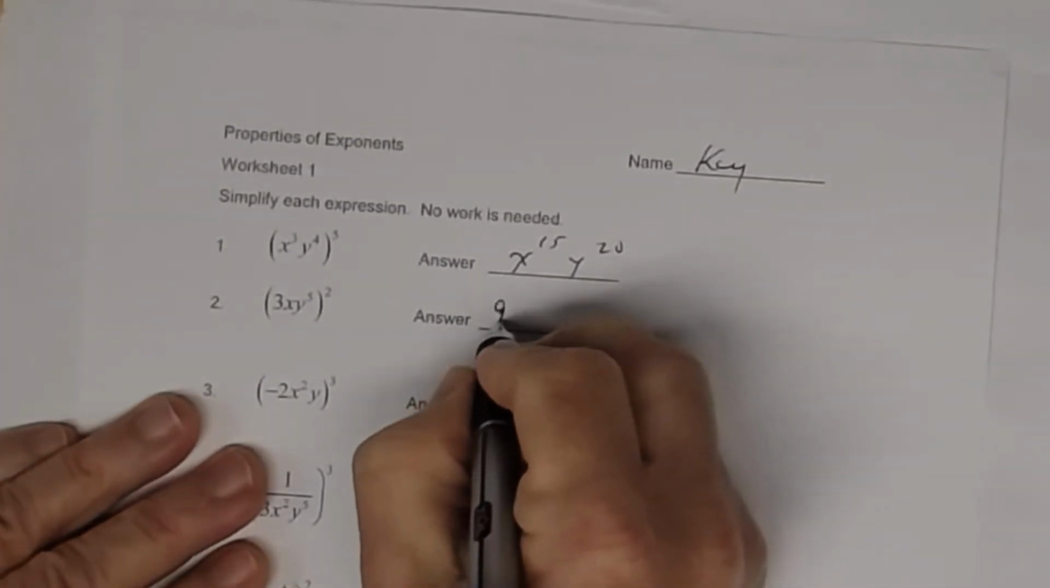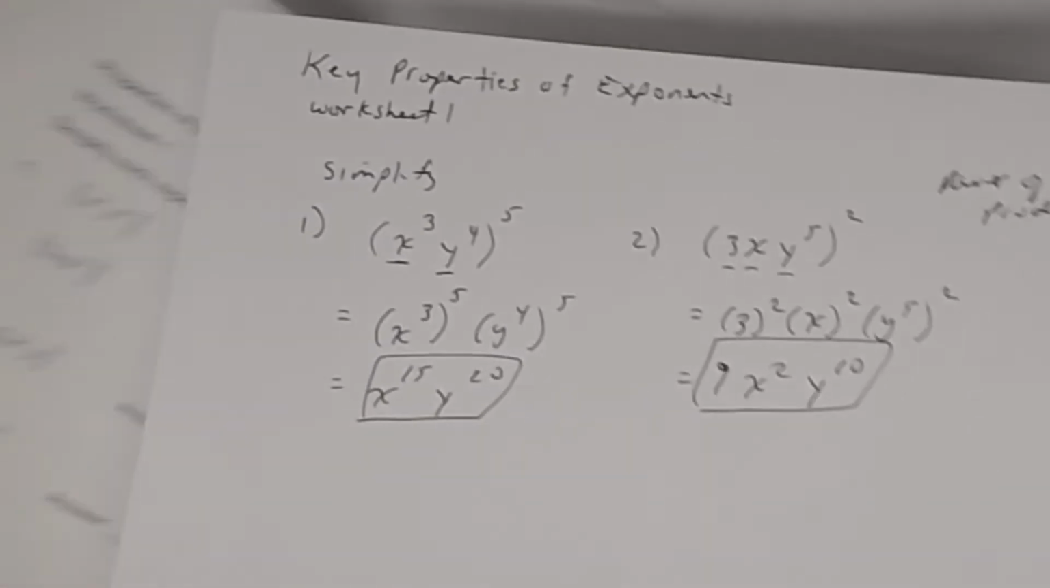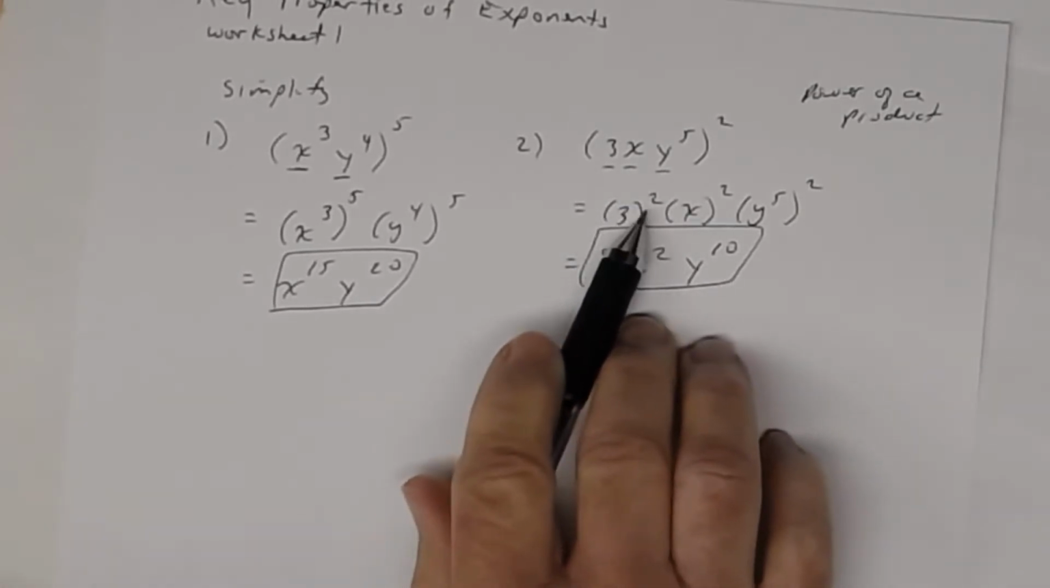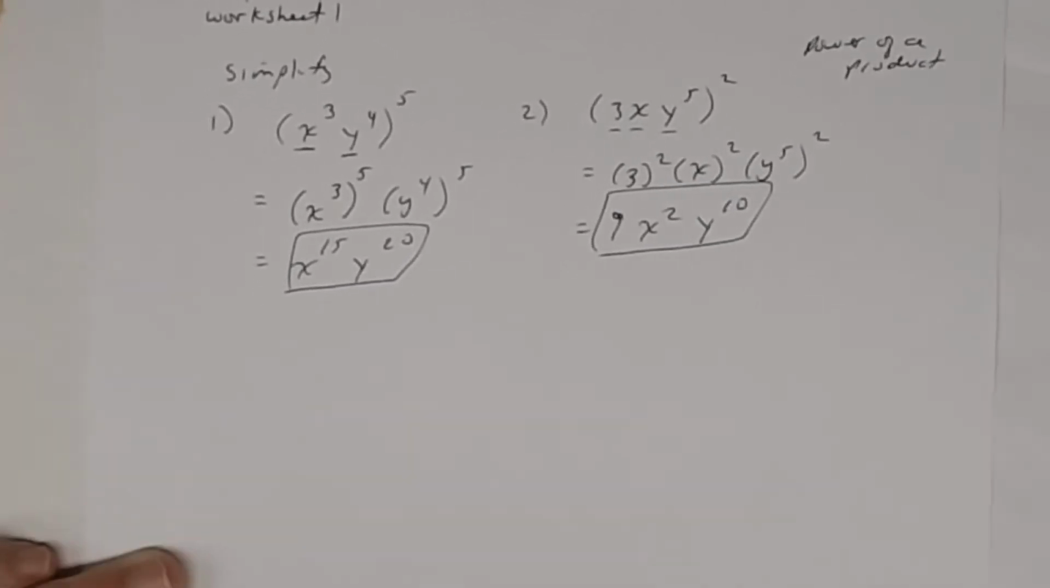Number 2, we have 9 x squared y to the 10th. Again, most students, if not all students, can go from here to this. Mentally, though, this is what you're thinking.